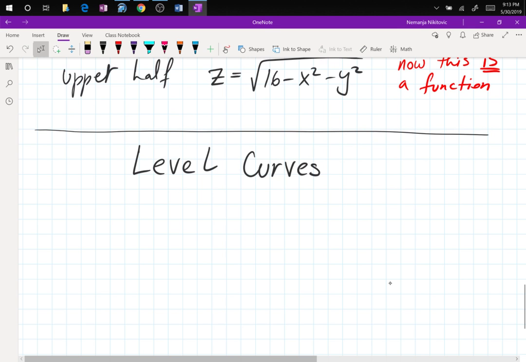So level curves help us visualize the function when we don't have a graphing utility to help us graph in three dimensions.